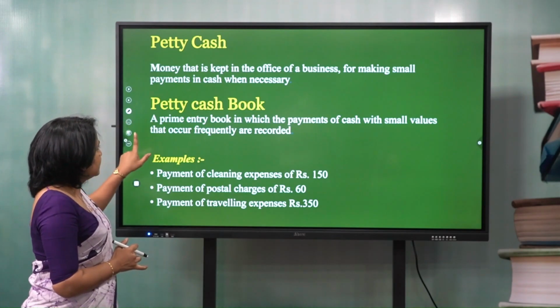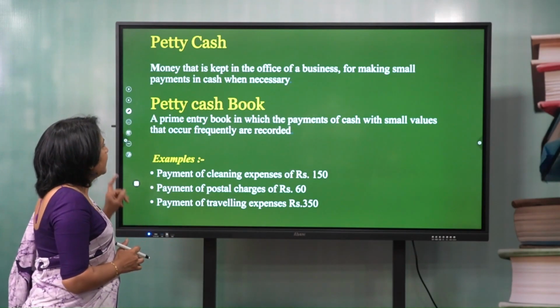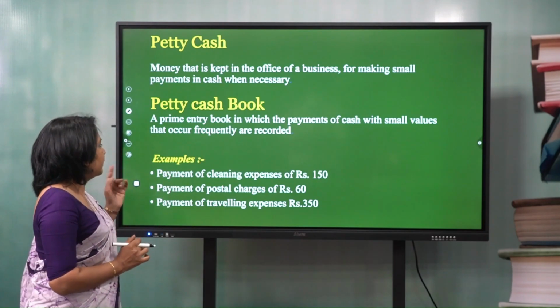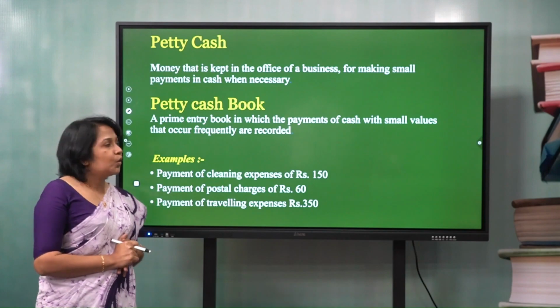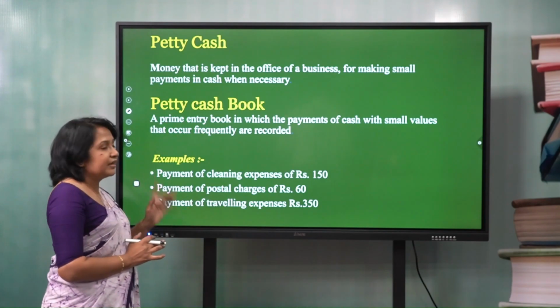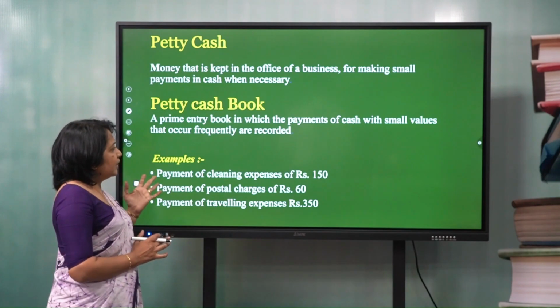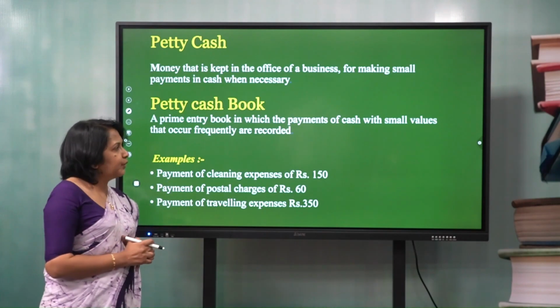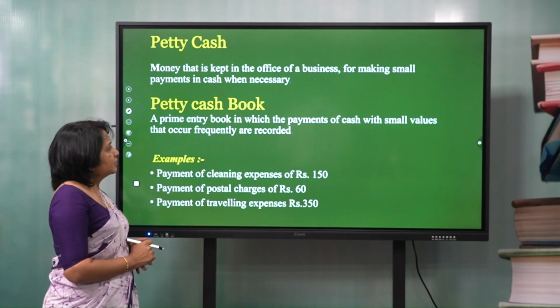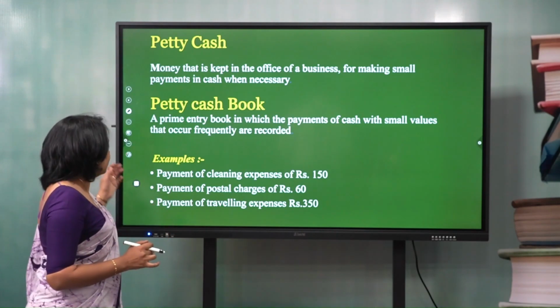Then we see petty cash book, that is a primary book in which the payments of cash with small values that occur frequently are recorded. Normally children, this kind of expenses we record in petty cash book. Petty cash book, as I told you, it's different from the cash book. We are using some analysis columns, and we'll do that later.